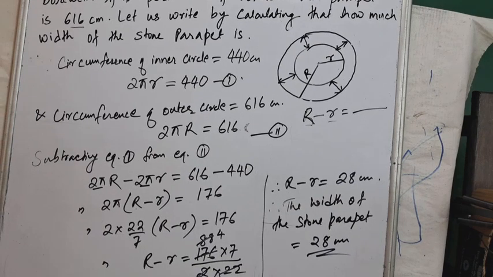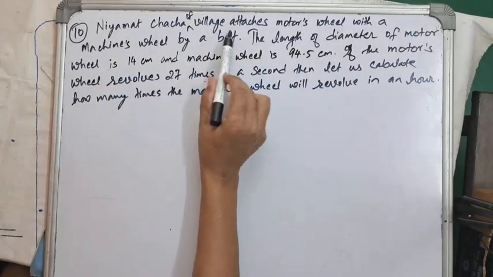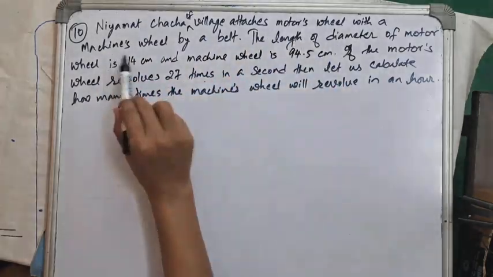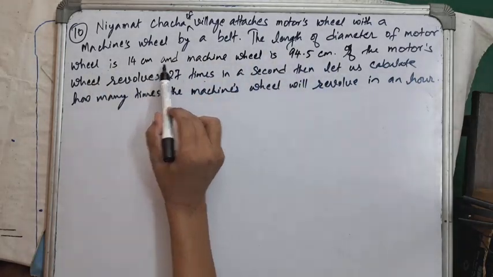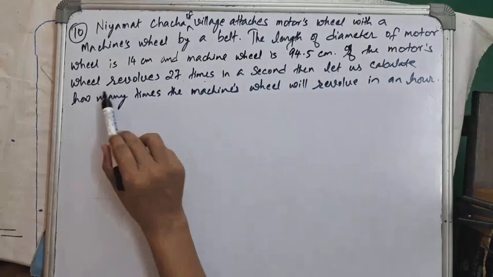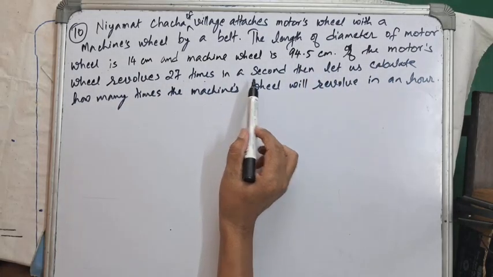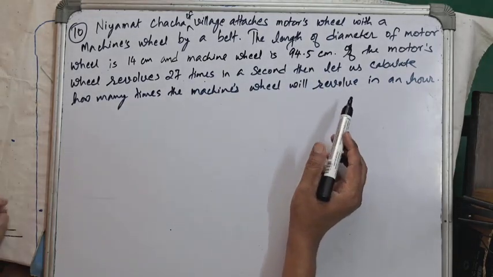Now let us do the next question. Question number 10. Niyamat Chacha of village attaches motor's wheel with a machine's wheel by a belt. The length of the diameter of motor wheel is 14 centimeter and the machine wheel is 94.5 centimeter. If the motor's wheel revolves 27 times in a second, then let us calculate how many times the machine wheel will revolve in an hour.